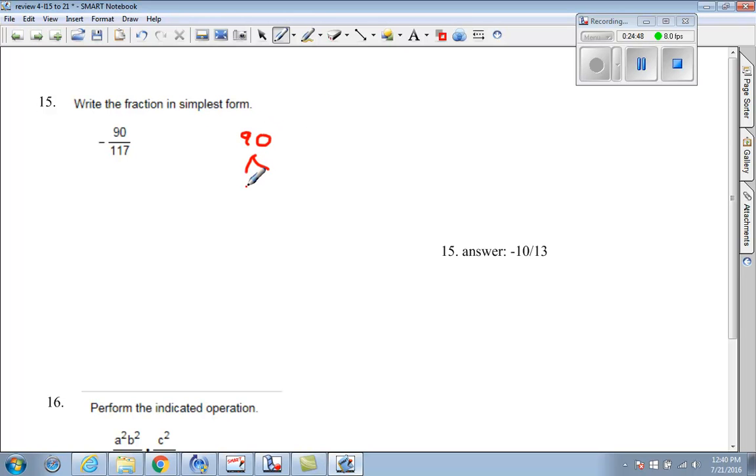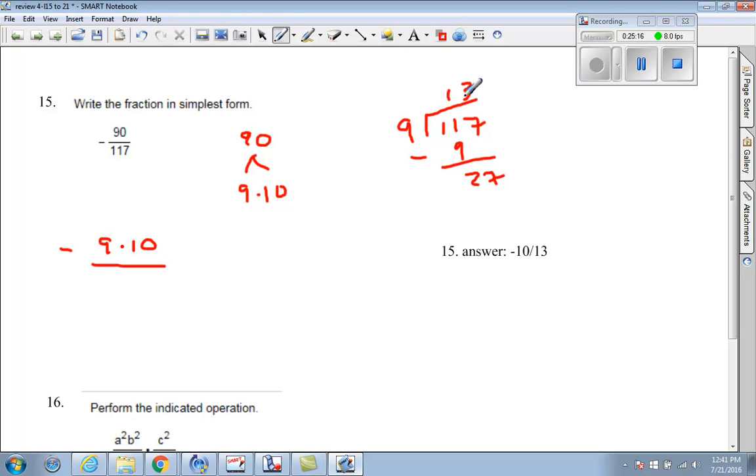So 90 really means 9 times 10. I'm just going to hold that thought and write 90 as 9 times 10, even though it's not its prime factorization, in the hopes that maybe 9 goes into 117 as well. Well, let's think about it. Aha, it does. 9 goes into 117, in fact 13 times. So what I'm getting at is 117 can be expressed as 9 times 13. Now you can cancel the common factors, and voila. You're left with negative 10/13, which is the answer.